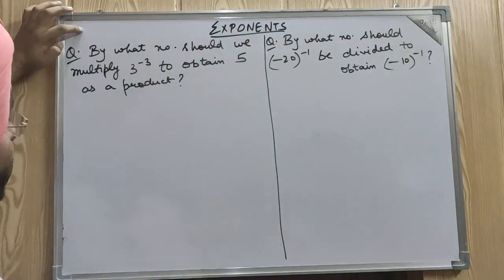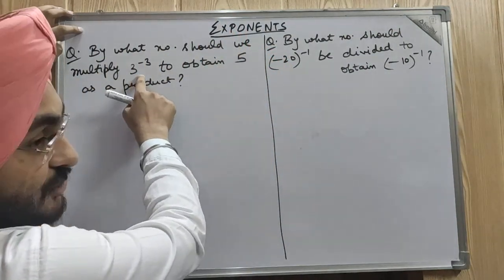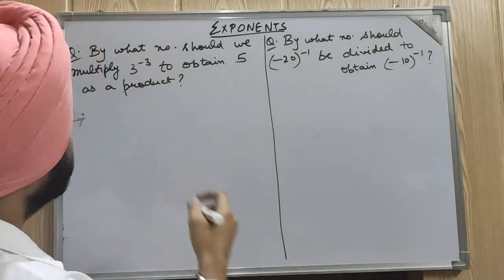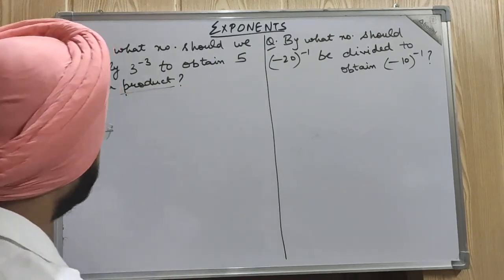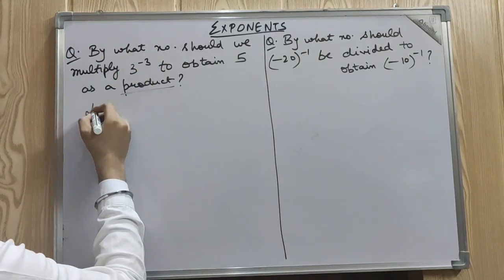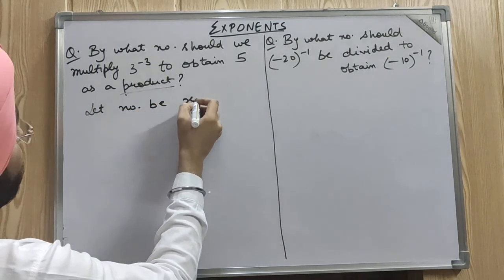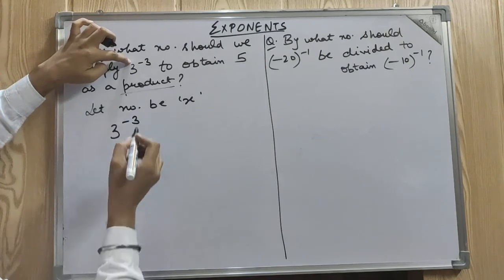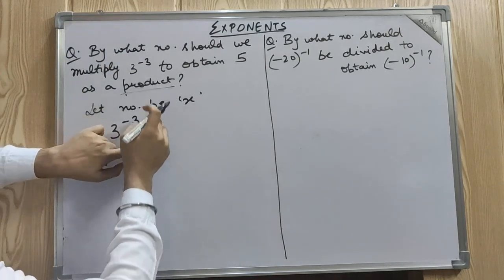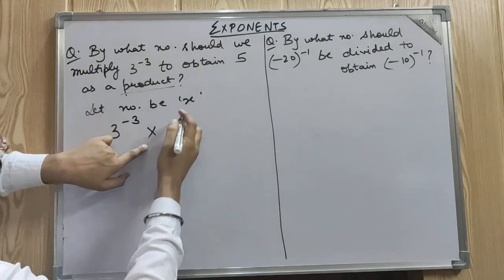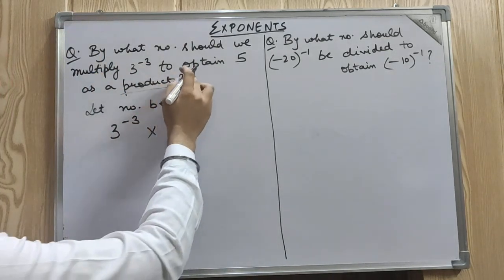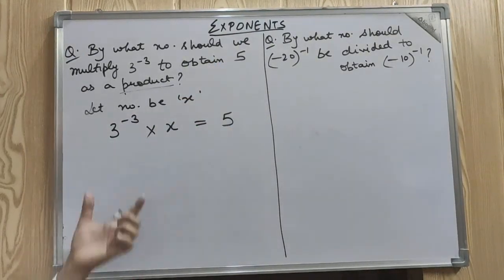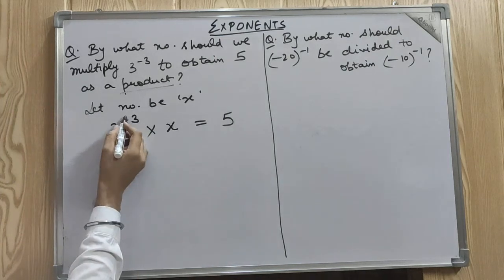This question is saying, by what number should we multiply 3 raised to the power minus 3 to obtain 5 as a product? He is saying the product. So let that number be x. Let the required number be x. We have to multiply 3 raised to the power minus 3 by x to obtain 5 as the product. So their product will be 5.